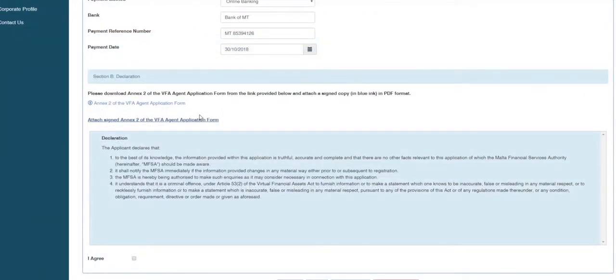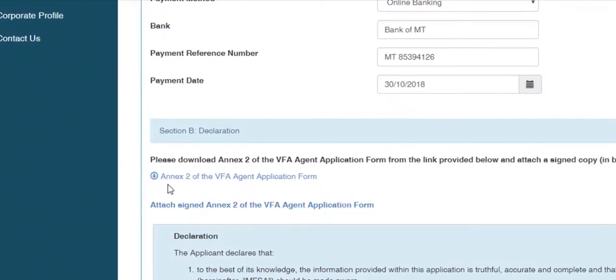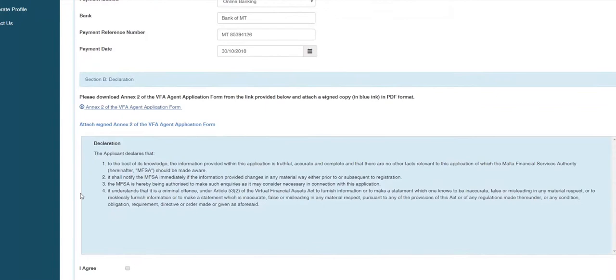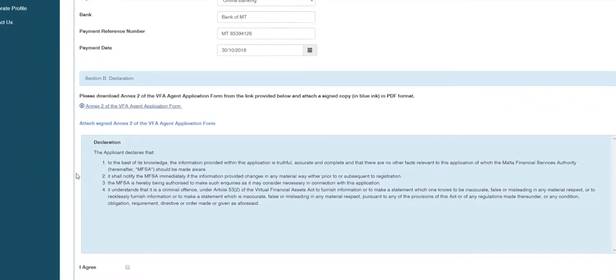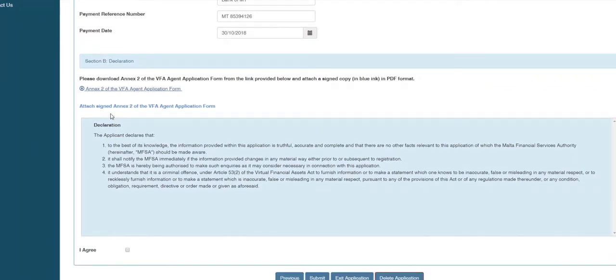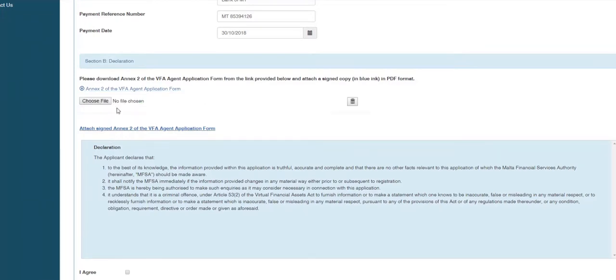Section B. Declaration form. The applicant will also need to download Annex 2 to the VFA agent application. Following the insertion of the required fields in the declaration sheet, this form should be duly filled and uploaded to the application upon being signed by 2 representatives of the applicant in accordance with subsection 3, section 5 of Title 2 of the guidelines. An original copy of this declaration sheet should also be submitted to the authority.